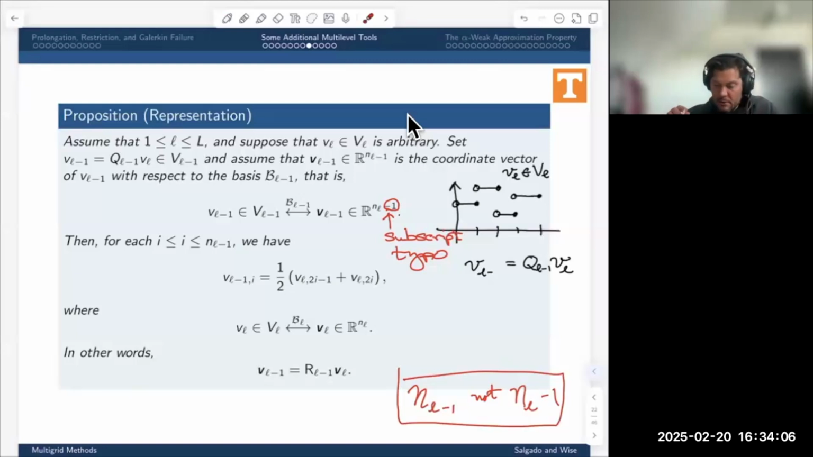All right, so that typo aside, what we can show is that the entries of this vector are precisely equal to the entries of the vector relative to the basis in the fine level space, but where I take two neighboring representations and average them.